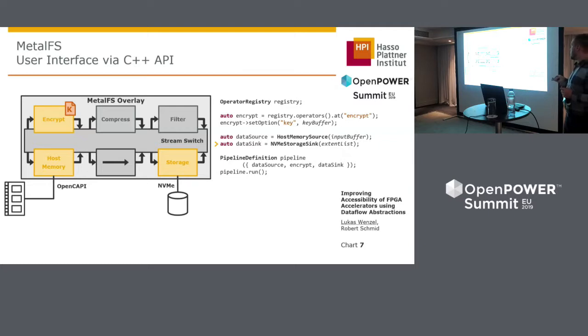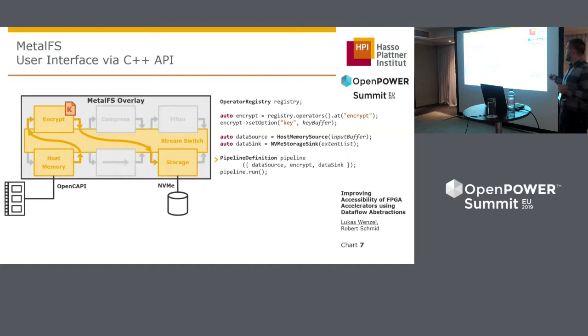And finally, we have everything set up. This statement here causes the stream switch to be configured in a way that all those unused stream links are just down, and only the active ones are used to convey data. And running the pipeline causes the actual data to flow, and then we are off.